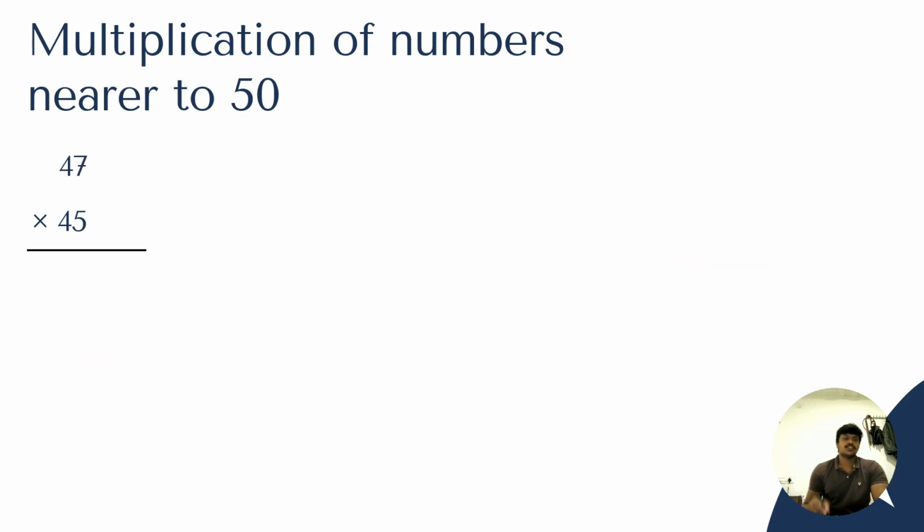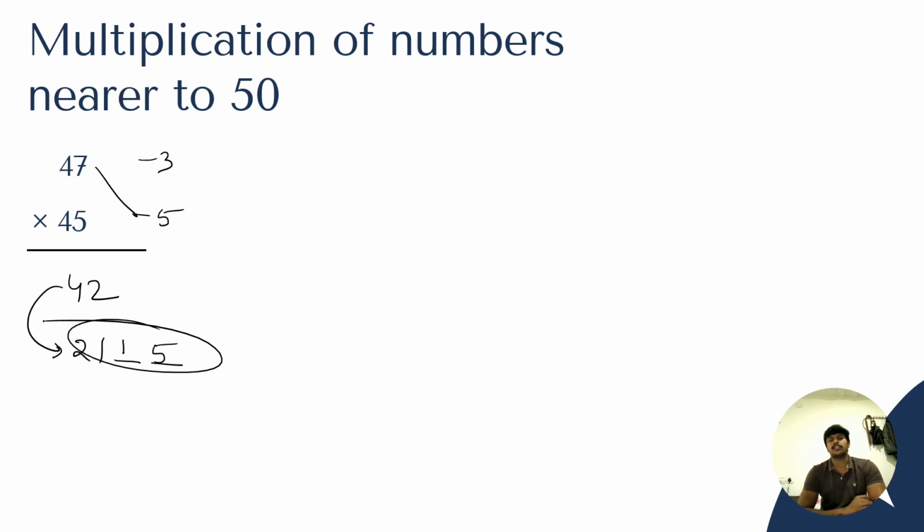Let's go. So this number is 3 less than 50 and this number is 5 less than 50. Take the cross difference. You are going to get 42, but make it half, 21, that is by 2. Now you have to multiply with 100. You are going to get two zeros. So plus AB, 3 into 5, 15. This is going to be your final answer.